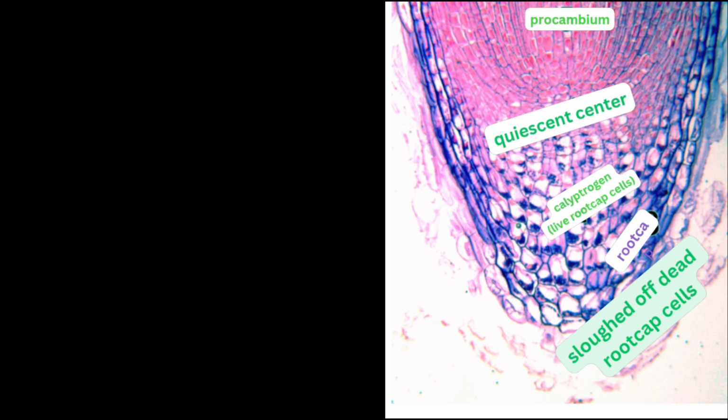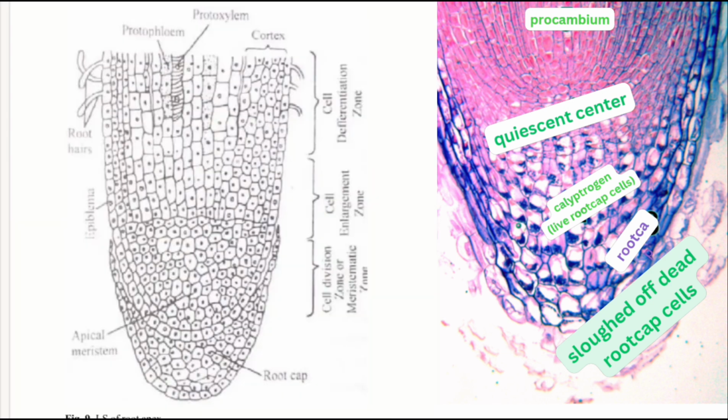There is the region of differentiation, that is maturation. So cells form a ramp, elongate and then differentiate into specialized tissue like epidermis, cortex, xylem and phloem.